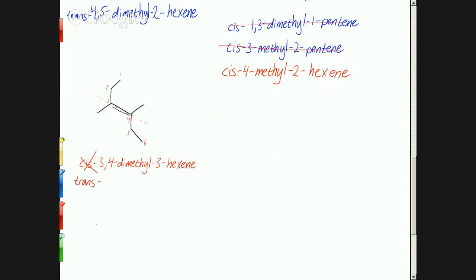Now sometimes you encounter things where it's not clear if it's cis or trans because there are different kinds of groups on the two sides. Like what if there's a methyl on one but a bromine on the other? How can you compare those and say what's cis to what, what's trans to what? In those cases, we have another naming convention that we're not going to get into in this class called E and Z. But we'll stick to the cis and trans versions for now.